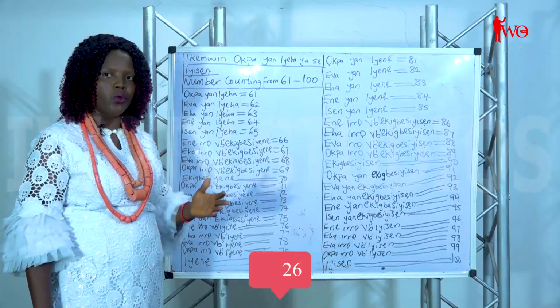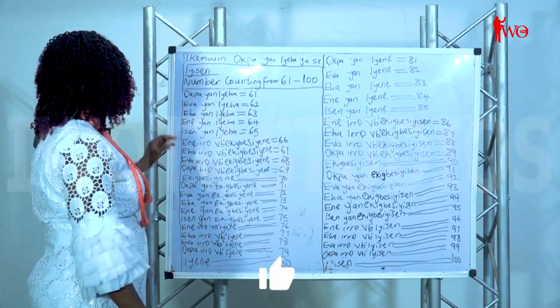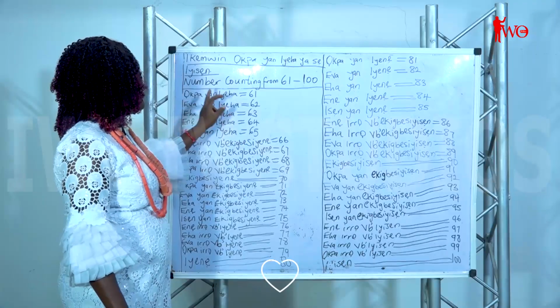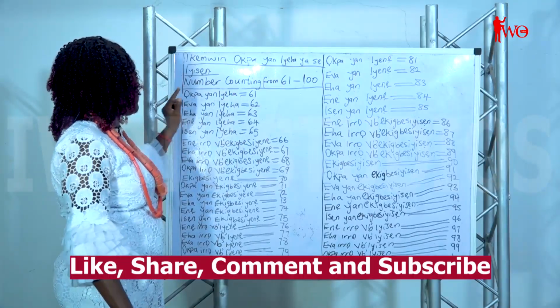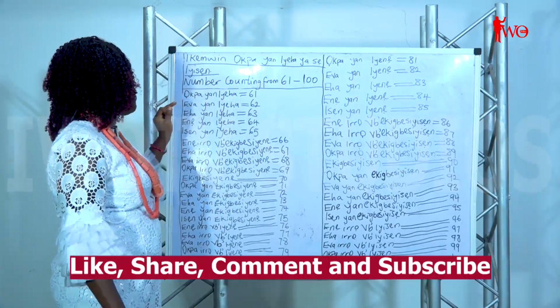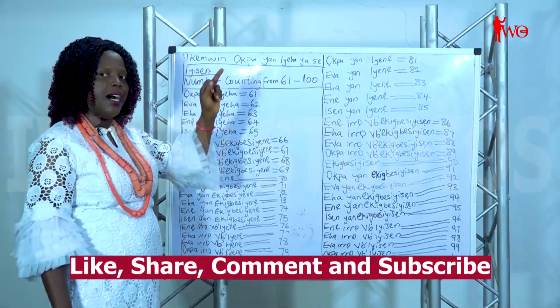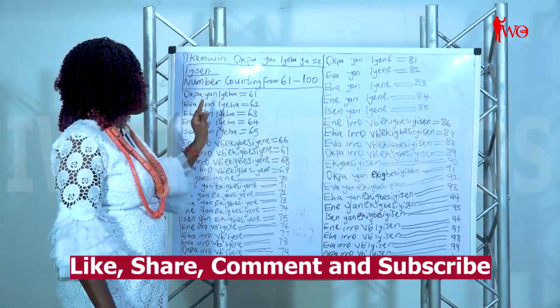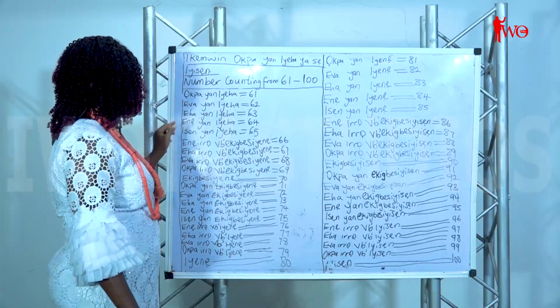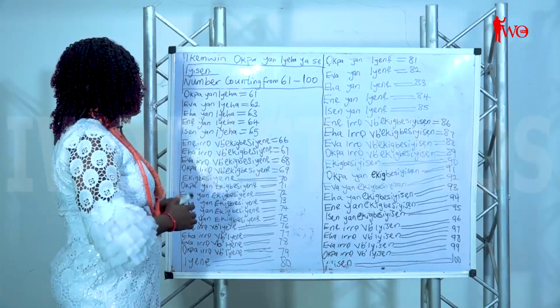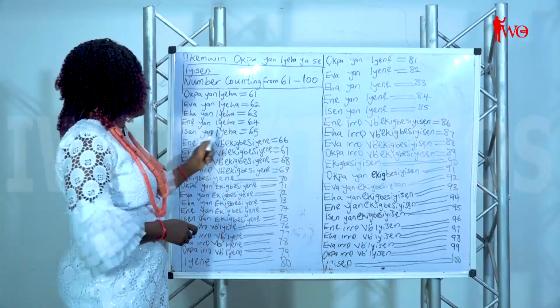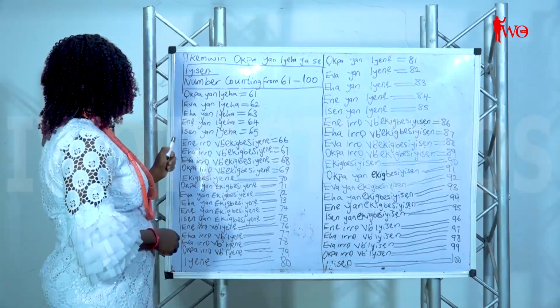Here where the base one, I want to start it again. Okpanya iyeha, 61. Evanya iyeha, 62. Ehanya iyeha, 63. Enenya iyeha, 64. Isenya iyeha, 65.